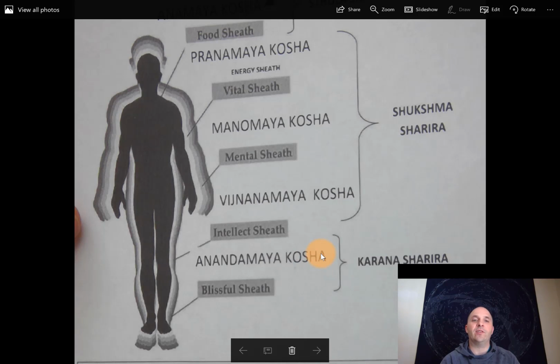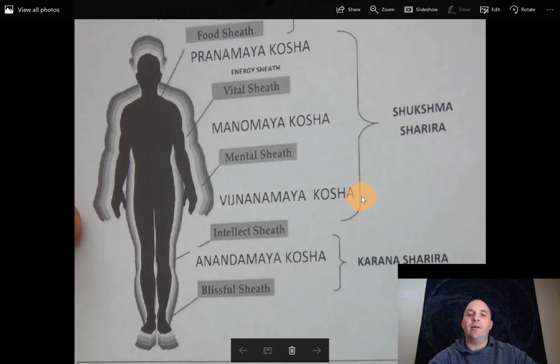Finally, at the core of all of this is the Karana Sharira, which houses the Anandamaya Kosha. This is the causal body, the blissful sheath, the core of our being, which is pure bliss. It is something to be experienced, even though I'm talking about it here intellectually. I haven't experienced that yet in my own consciousness, but this is how I've learned about it through other yogic teachings. The sheaths are all subtle: the most subtle is the Anandamaya Kosha, then on top of that the intellect sheath, then the mental sheath, then the vital sheath, and on top of all that the food sheath. Each sheath is another layer around our soul.